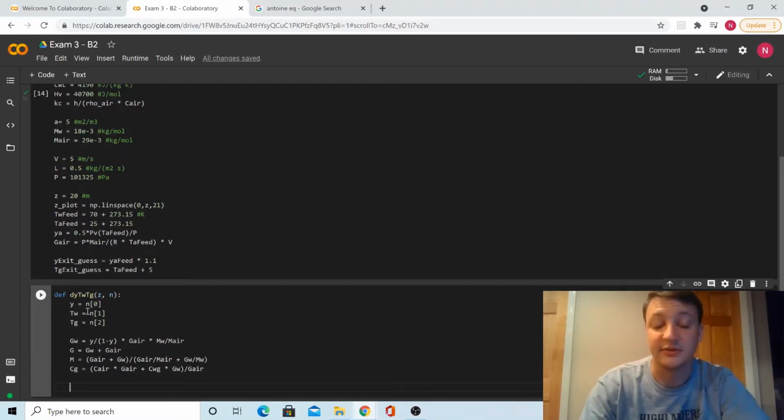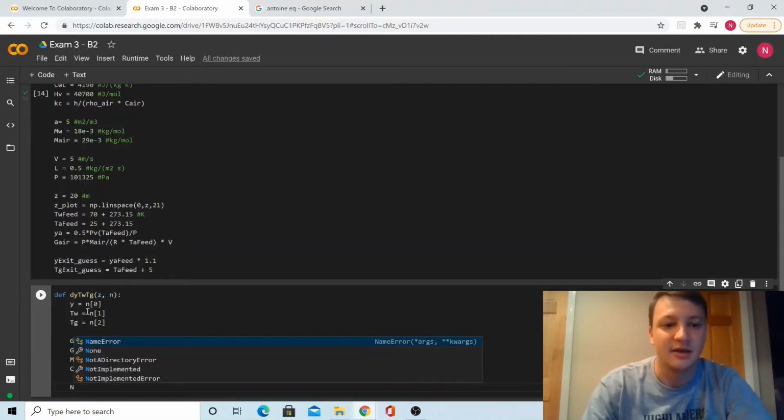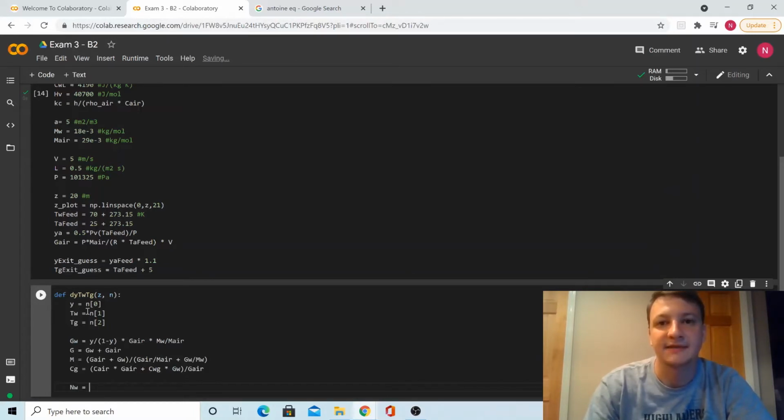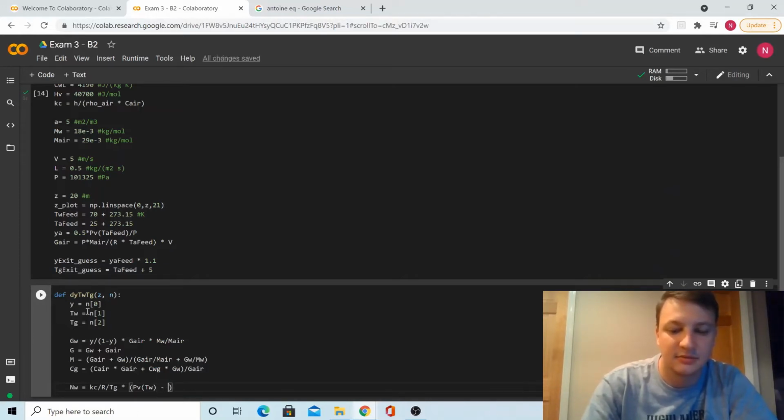So first we need to do the mass flow rate of the water, which we used as a variable in the equations. So you have that being equal to the mass coefficient divided by the gas constant divided by the temperature of the gas times our earlier defined PV times the temperature of the water minus the mole fraction times the pressure.